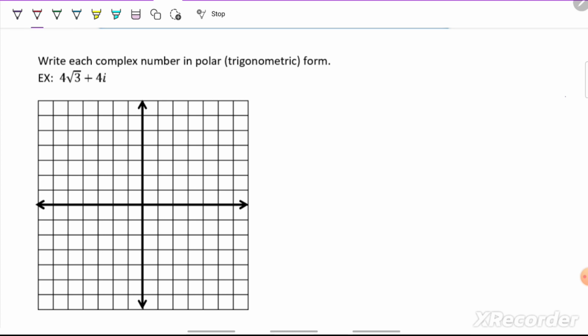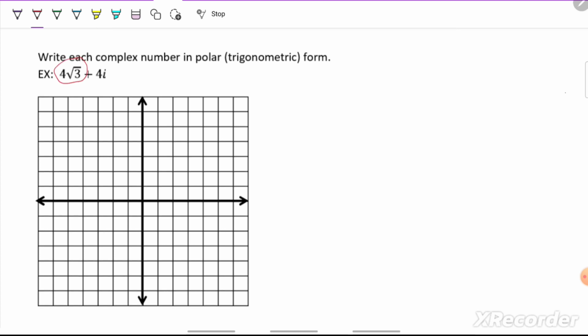We'll start by graphing 4 times the square root of 3 plus 4i. We want to get a decimal approximation for 4 times the square root of 3 since we need to plot it. This is approximately 6.8. Just pop it in your calculator. So from our origin, we're going to go 6.8 to the right, and then 4 up. And there's the graph of our complex number.